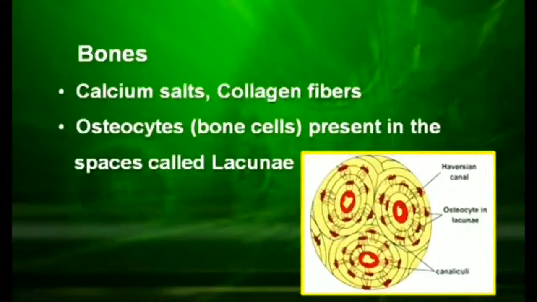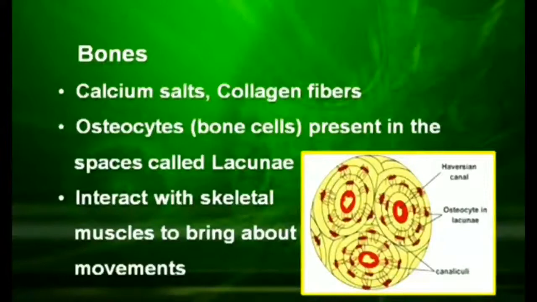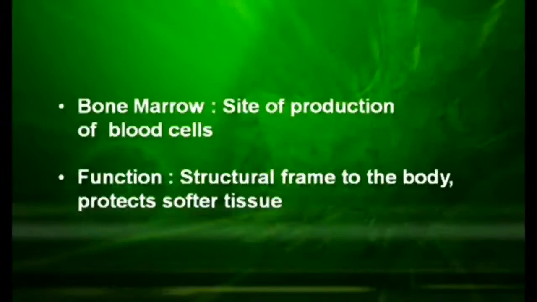They are made up of bone cells, which are known as osteocytes, and they are present in the spaces called the lacuna. They interact with the skeletal muscles to bring about movements. The bone marrow is the site of production of blood cells. Their function is to give a structural frame to the body, and it protects the softer tissues.